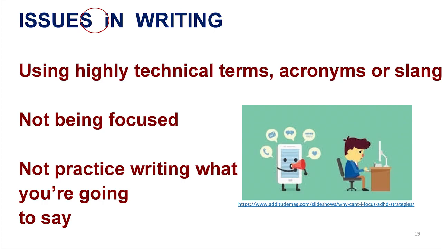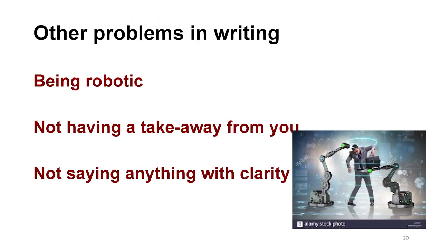Not being focused is one of the issues in writing, and not practicing what you are going to say is another big hurdle there. So practice makes perfect. Other problems in writing are being robotic. Robotic means just writing the basic way without highlighting the important aspect, without informing in a very simple way, all the time being sophisticated. So all these things are being robotic. Try not to be very robotic.